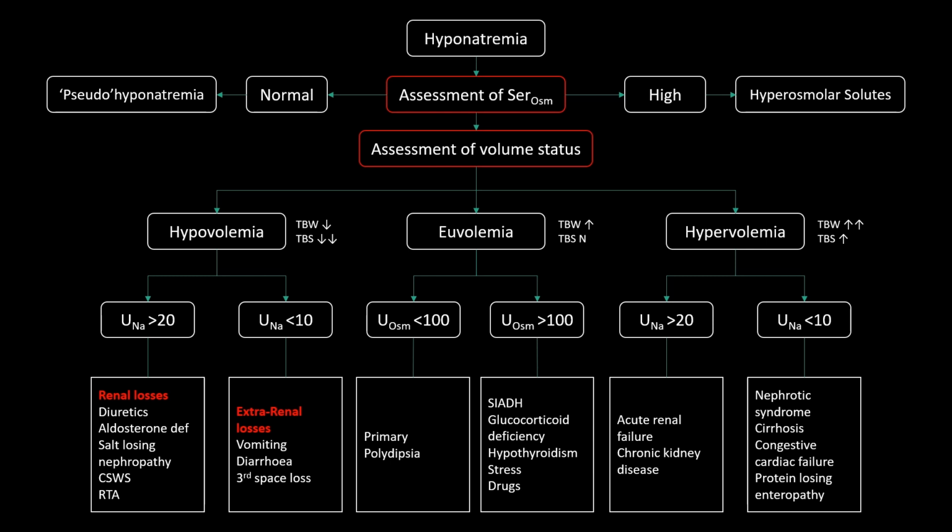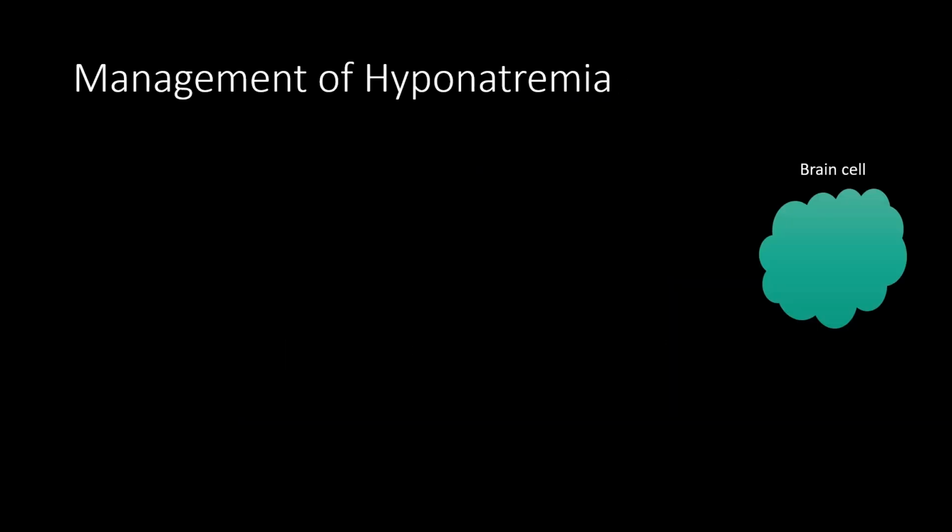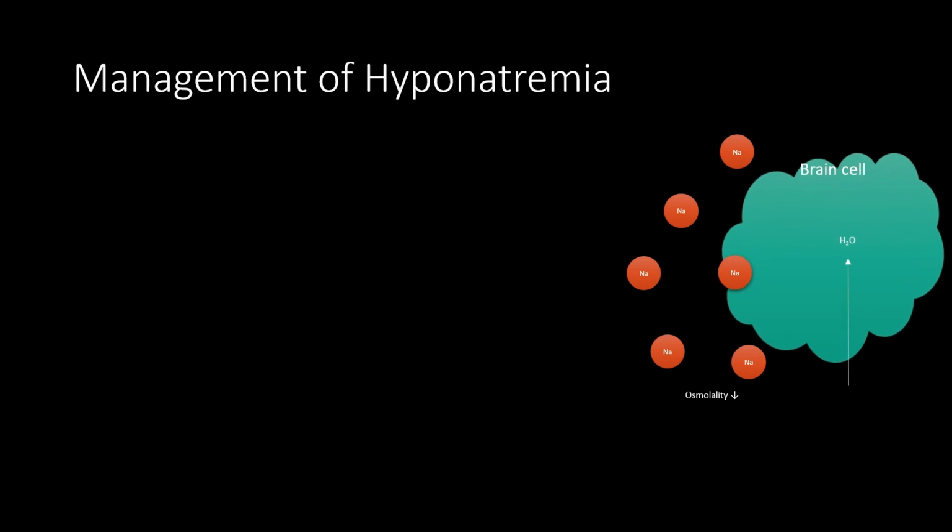Coming to the management of hyponatremia, again we will see what was happening exactly in hyponatremia and how we need to manage it. Again recapitulating, this is a brain cell. There is hyponatremia outside. Hyponatremia outside means decreased osmolality, or osmolality is low. If the osmolality is really low, what will happen? The water will move from outside the cell to inside the cell. That will lead to swelling of the brain cell. That will lead to clinical features suggestive of cerebral edema.